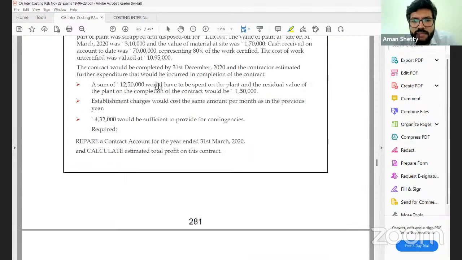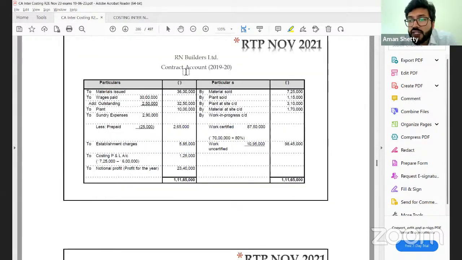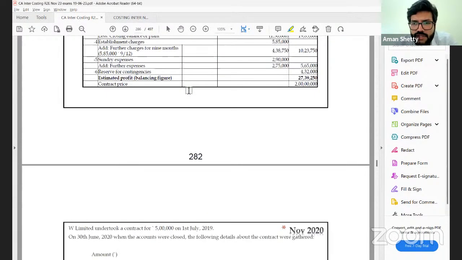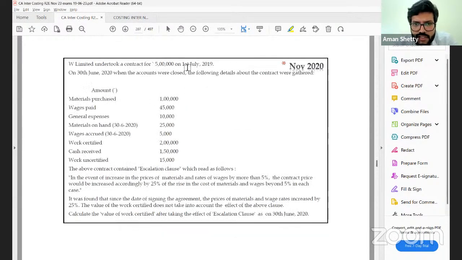Again, same thing. This is a practical question. The first one, what we discussed, similar problem. Estimated profit, calculating the estimated profit and everything.